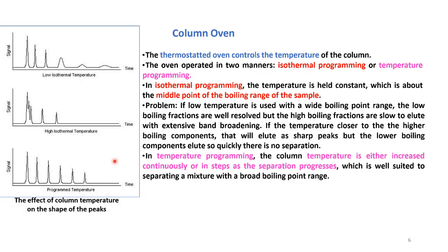Then the column oven. The thermostated oven controls the temperature of the column. As we know, we have to heat the sample in order to evaporate the solvent, and that is why the column oven is used. The oven is operated in two ways: either isothermal programming or temperature programming. In isothermal programming, the temperature is kept constant, but in temperature programming, we can increase continuously or gradually, or decrease, depending upon our requirement. So we have to select whether we want to use isothermal programming or temperature programming, that is, gradient programming.